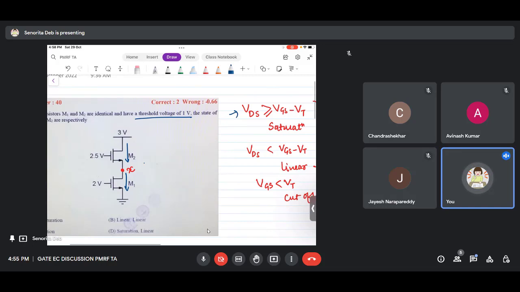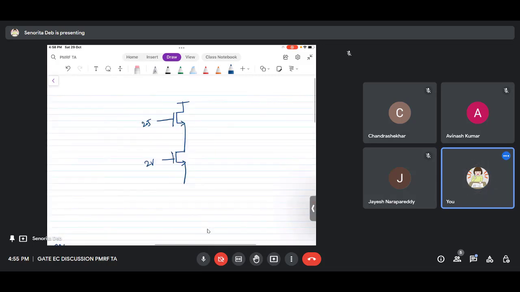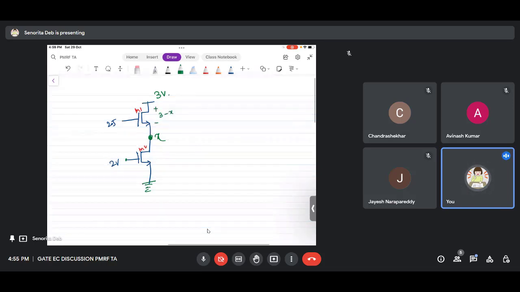So, they have biased it like this, and they are asking both the transistors' region of operation. Now, what I'll do is, I'll assume a voltage here, X. Okay, voltage here, X. So now, this voltage is 3 volts, they have given it as 3. So now what is this voltage? Plus minus 3 minus X. Right? And this is plus minus 2.5 minus X.